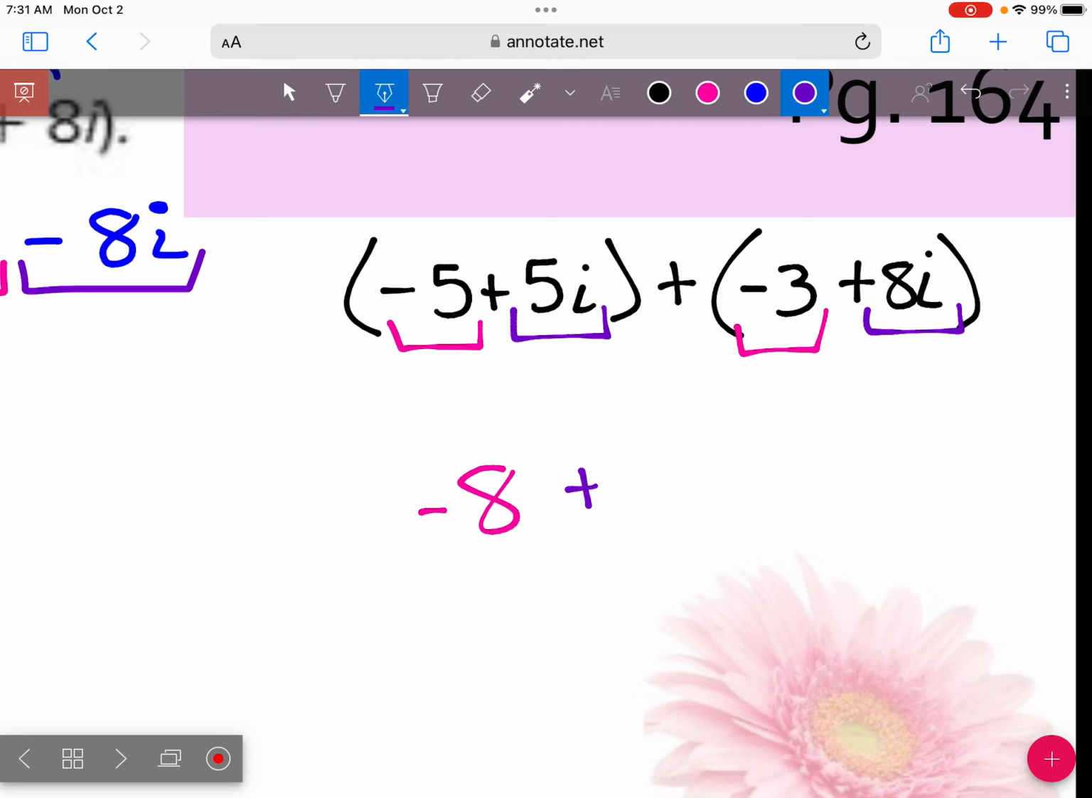What's 5i plus 8i? Five ice creams plus 8 ice creams. How many ice creams? What's 5 plus 8? 13 ice creams. Just because it's an i doesn't change what we do.